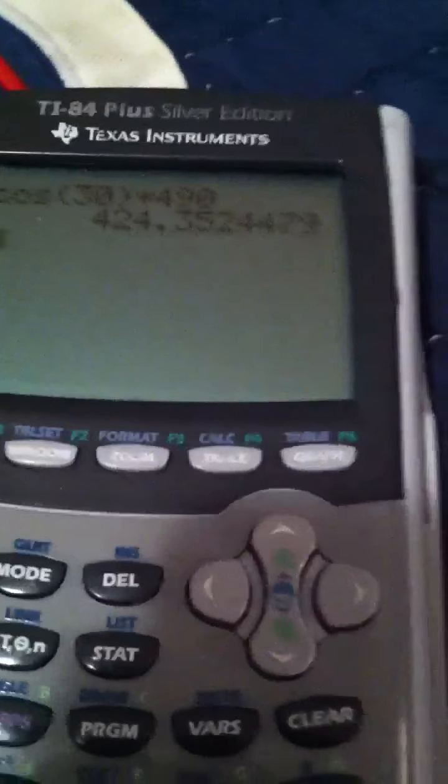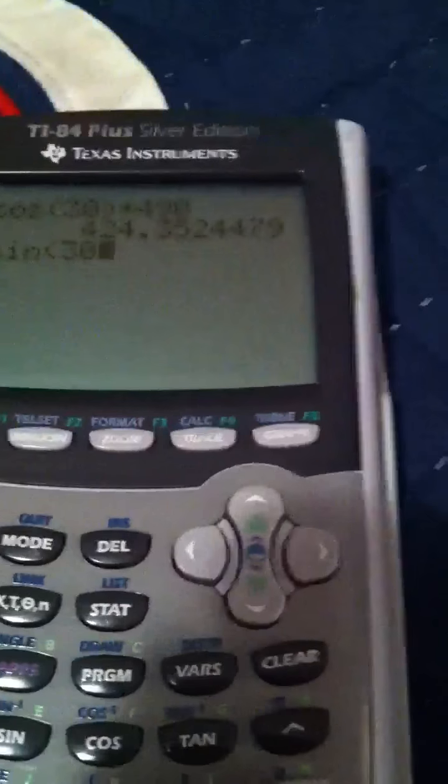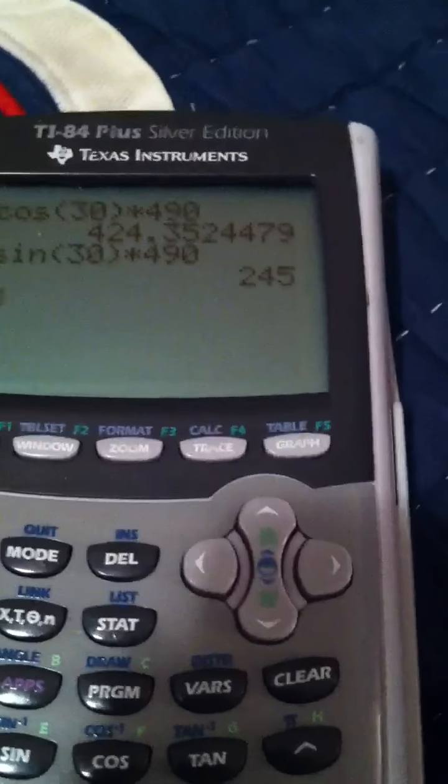So then I'm going to do sine of 30 equals FG perpendicular over 490, and that's going to be sine of 30 times 490, 245. So then FG perpendicular equals negative 245 newtons. Alright, so what was that one? Negative 424. And then equals negative 245.